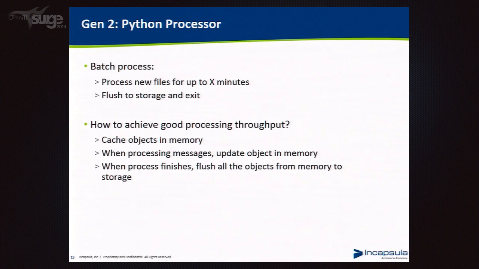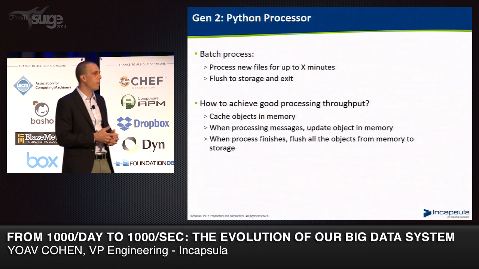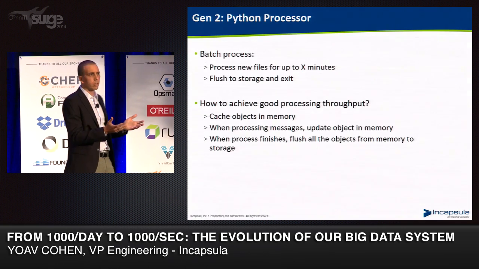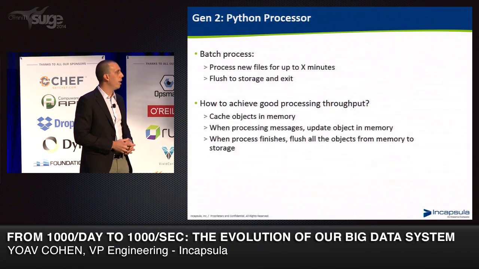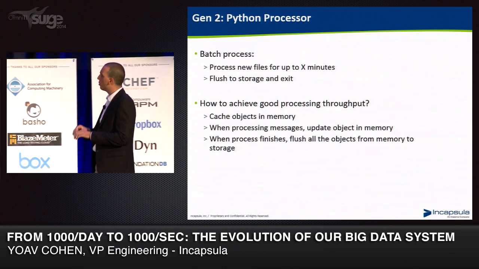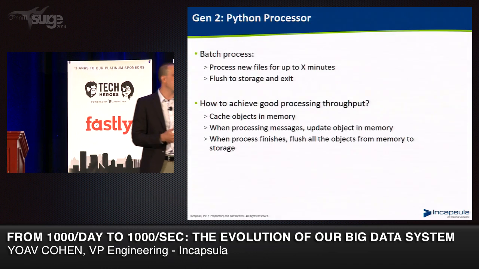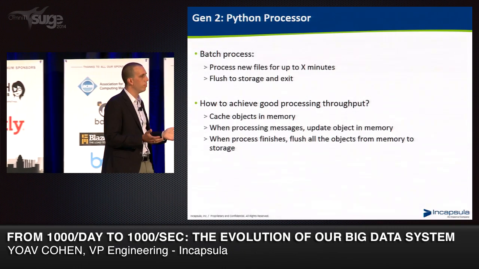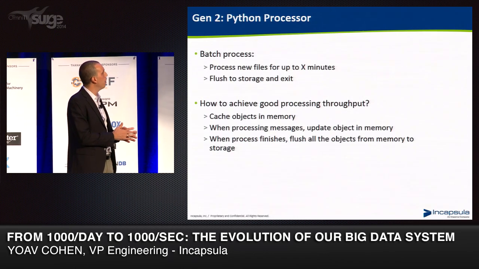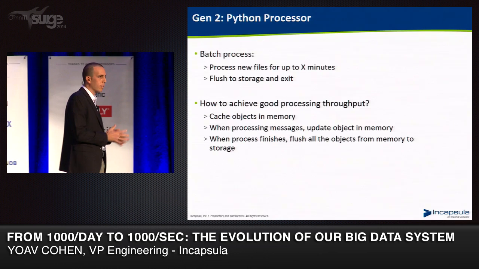So the way our Python processor worked, the mindset was, let's keep it simple as much as possible. So we decided to do a batch process. We have files which are uploaded, as you remember, and they sit in a directory on the file system, and we run the batch processor. The batch processor runs for X minutes, say 5 minutes, processes as many files as it can, and once there are no more files or it reaches its time limit, it flushes everything to the database and exits and starts again, maybe a minute or two afterwards. So this is very, very simple.